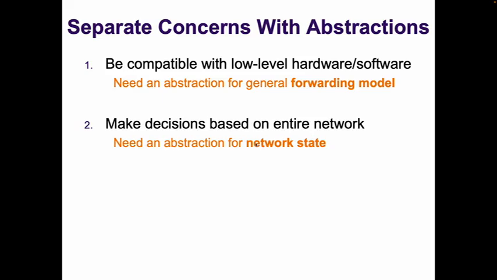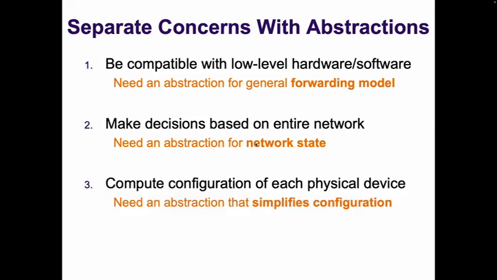You need to make decisions based on the entire network, which means you need some abstraction that can give you a picture of the network state. So you need to know what the network looks like. Here's what it looks like. And you need to compute the configuration of each physical device. That is, you want to have something that might make that task easier rather than having you do it all. And so the point is that for a routing algorithm, right now, each of these things are done by a single coherent routing algorithm. So what we want to do is separate them and provide abstractions that hide these difficulties.